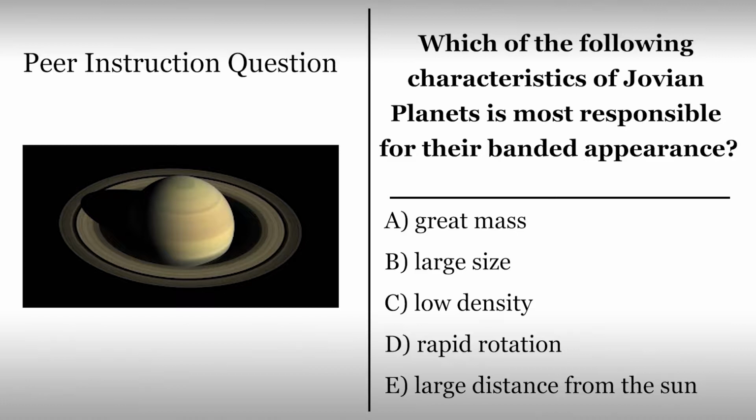Which of the following characteristics of Jovian planets is most responsible for their banded appearance? Classroom students should follow normal procedures or instructor guidelines. Viewers not in a classroom should record your vote and explain your reasoning on a piece of paper. Please pause this video and answer the question.